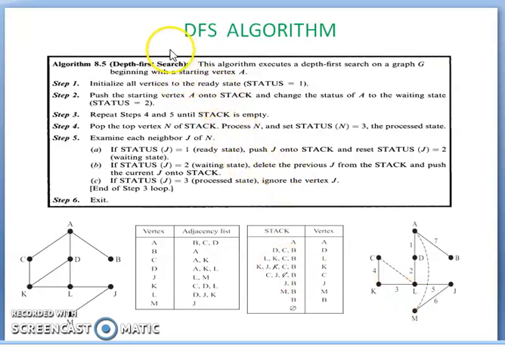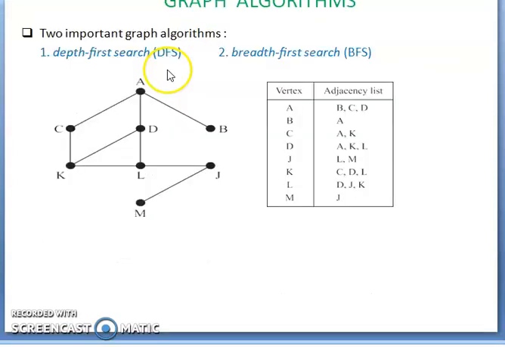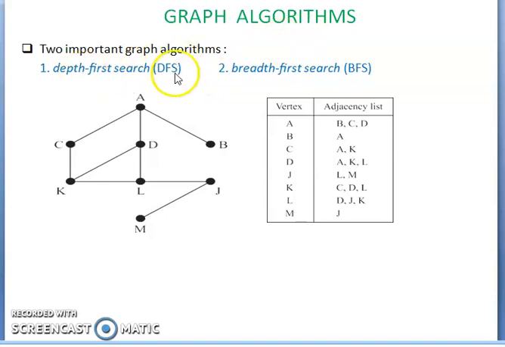Now I want to explain graph algorithms. One is the depth first search. The graph algorithms are DFS and BFS. First one is depth first search. So this is the one graph, the vertices and adjacency list. What are the vertices? Here A, B, C, D, J, K, L, M. These are the vertices. Totally 4 plus 4, 8 vertices.